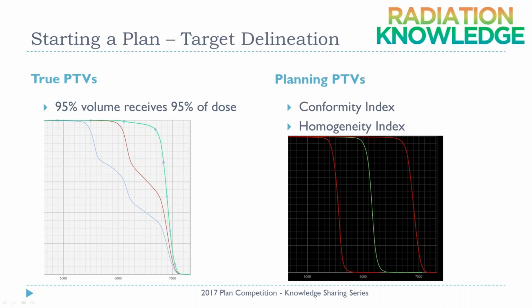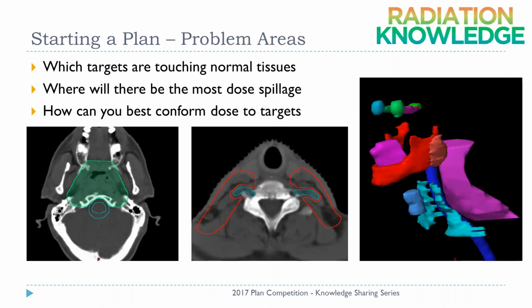And then you have planning PTVs, which are, for instance, the PTV 63 minus the PTV 70. And so for those, you're focusing on the conformity index and the homogeneity index. So basically, you want to get the dose inside of the planning PTVs very homogeneous, and have that dose not spill outside of it.